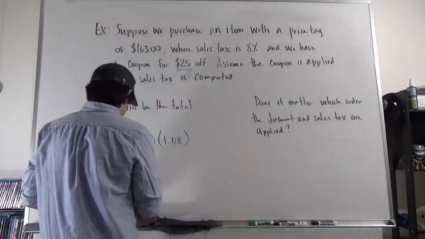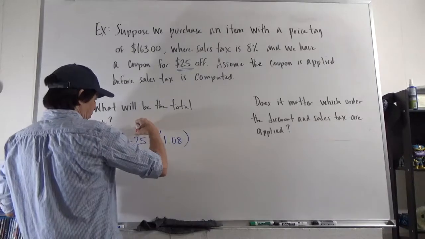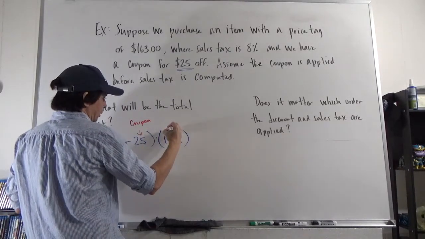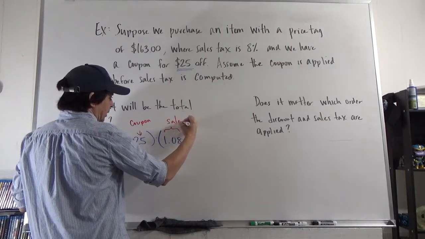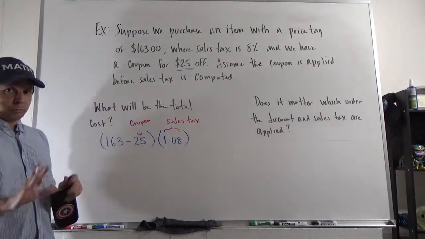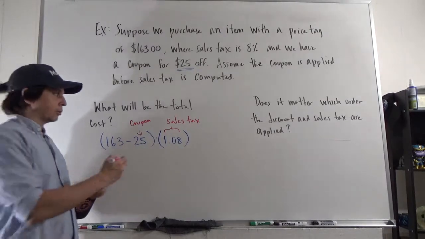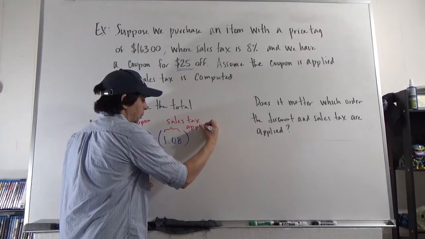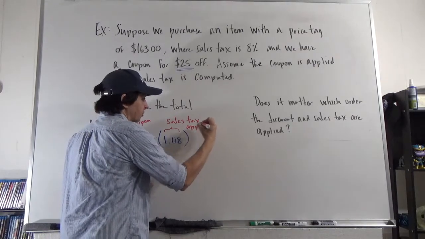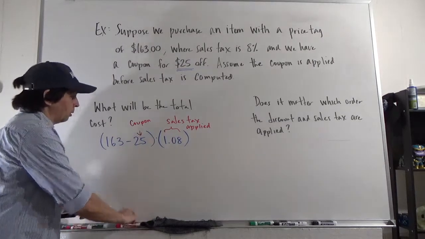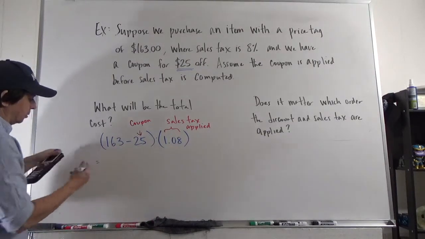I will label things just in case you are confused later on about what all this is. That minus 25 right there is your coupon. That's sales tax being applied. Not just the sales tax itself, that's sales tax added to the amount, doing the one factor thing. So let me write applied so you don't think it's just the tax. It's sales tax being applied to give you your total. Alright, that's what we're doing.